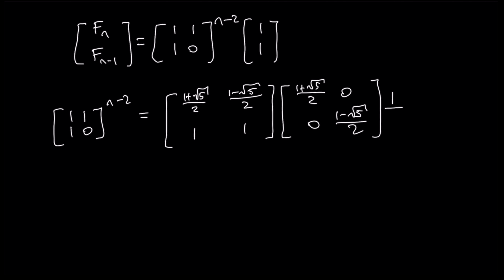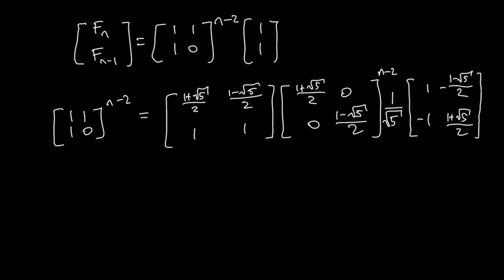And then that matrix S inverse I found, 1 over root 5 outside of 1, minus 1, minus (1 minus the square root of 5)/2, (1 plus the square root of 5)/2. And of course, my diagonal matrix D is to the power of n minus 2, which I forgot to write. So this is what I have.